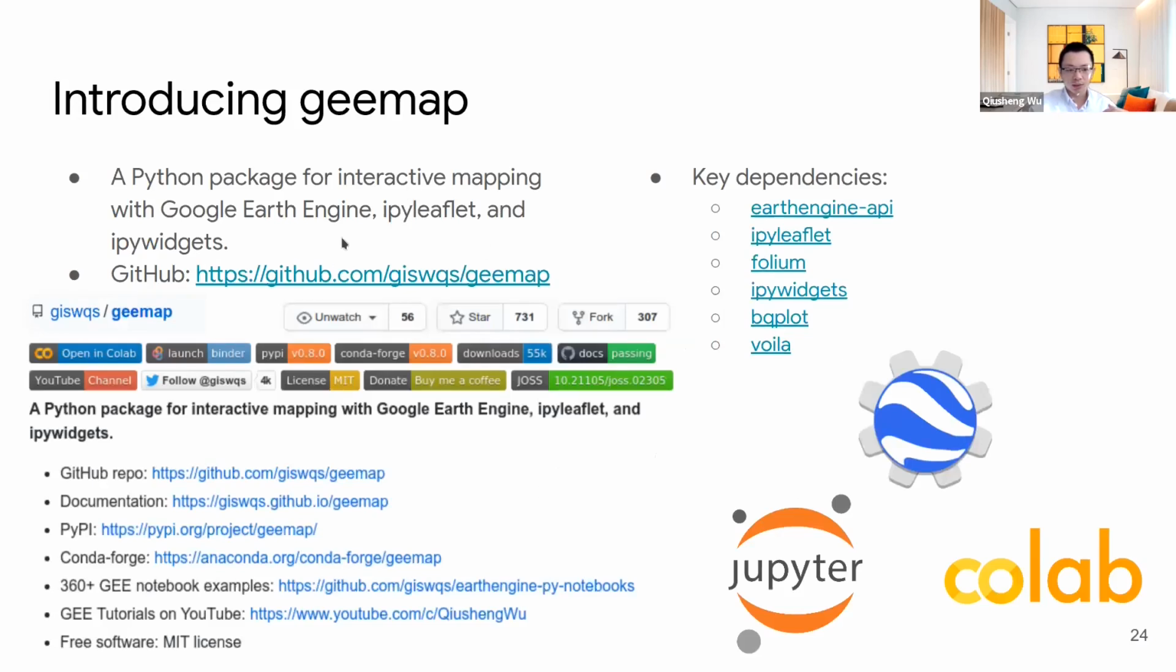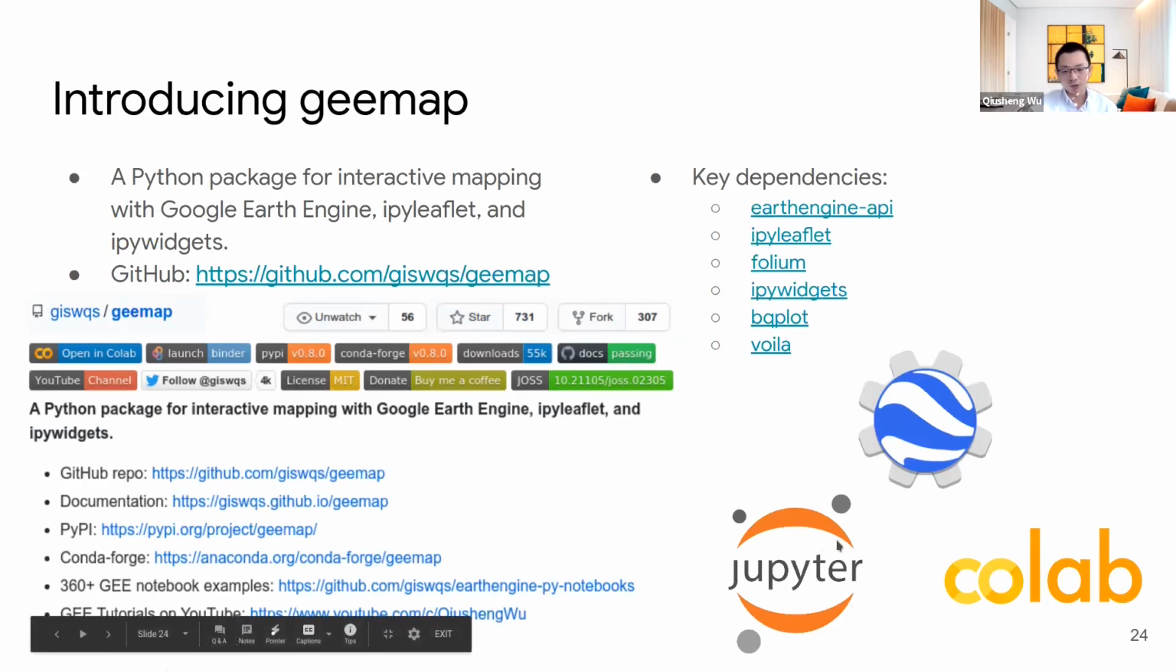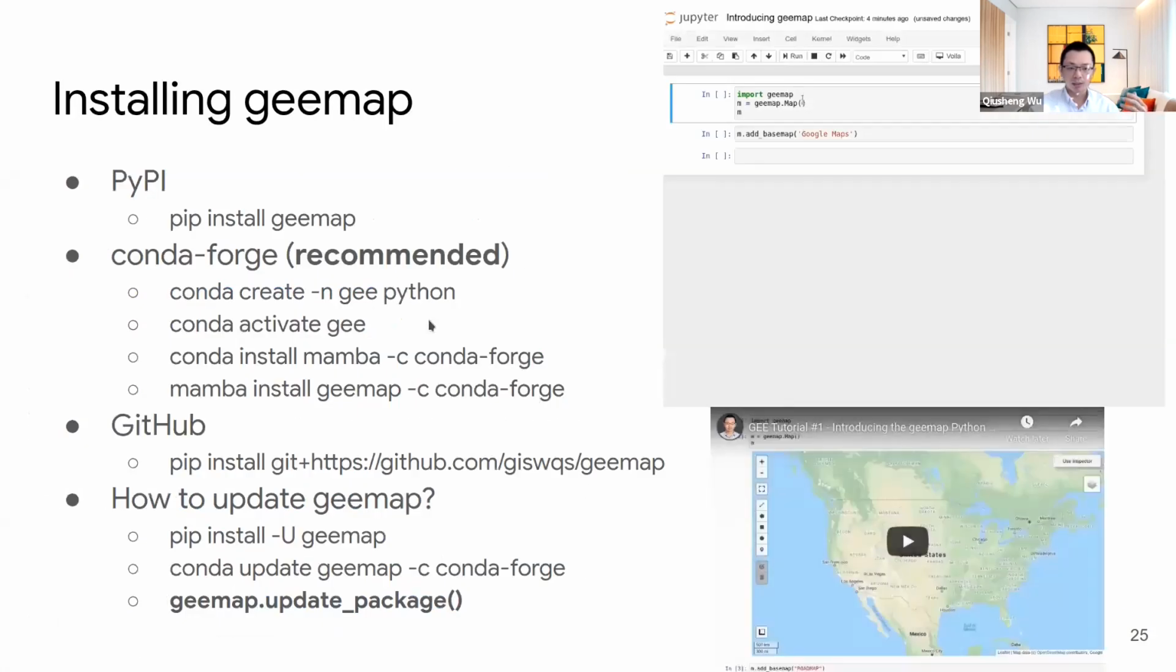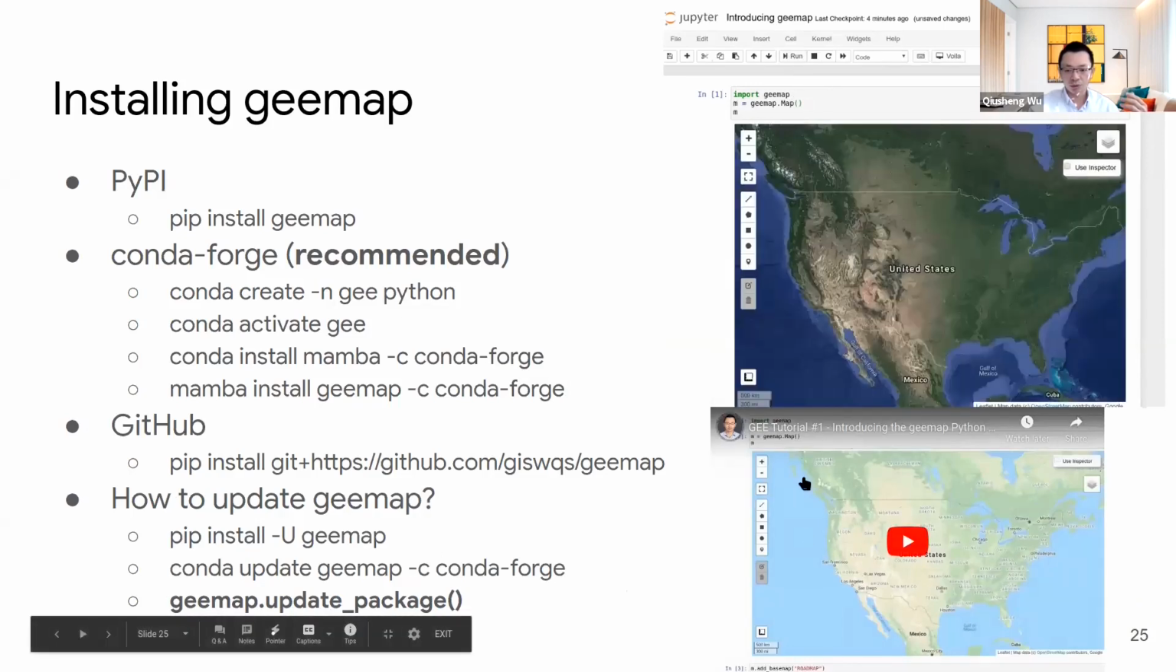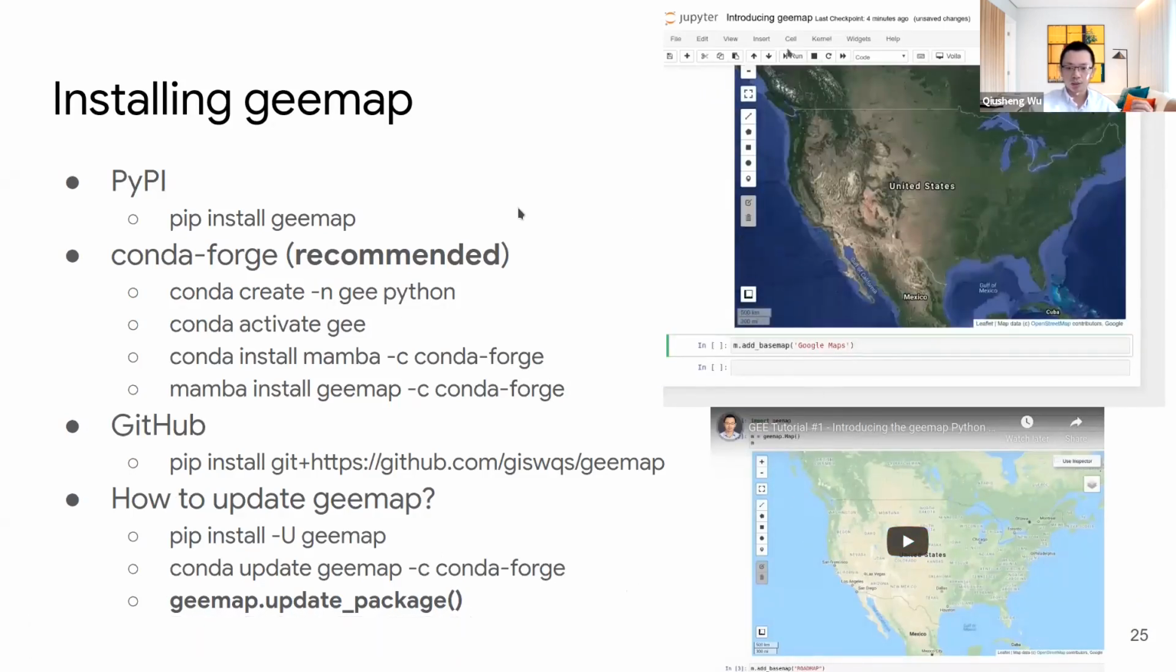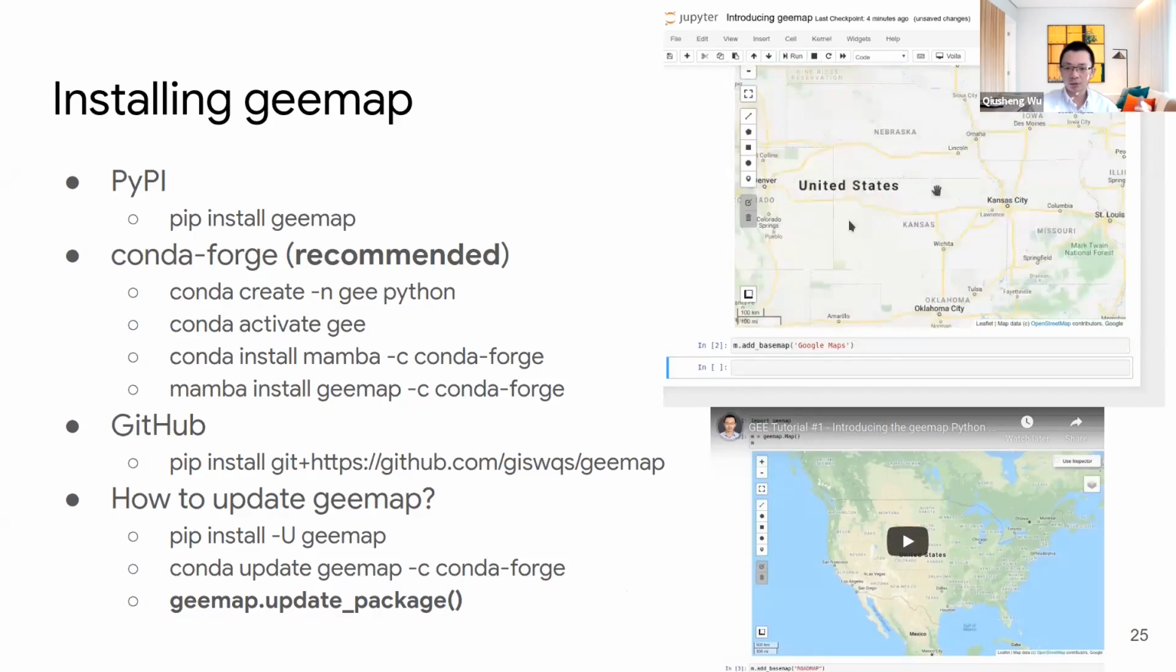It is open source. You can check my GitHub page and some of the key dependencies in here. You can run it in Jupyter. If you know Python, you probably know Jupyter. You can also run it in Google Colab, so it supports this cloud environment, and you can use pip, conda, or install from GitHub. I also have a tutorial here showing you how to install. You can watch my tutorial.